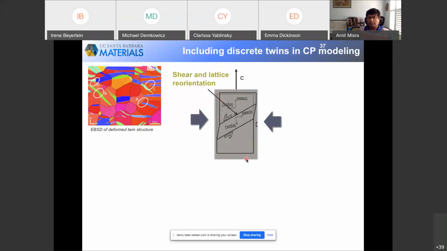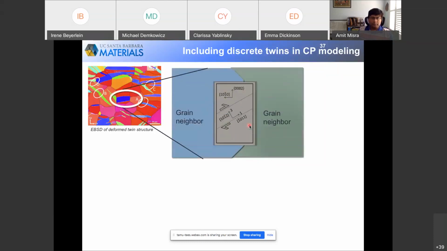Now what we've drawn here is a twin that's occurring on the 10 bar 12 plane, and it's got this certain volume. And because this is a single crystal with free surfaces on the side, you can see how much shear it has invoked. And then with that, the change in C-axis extension that it has produced. So with this twin forming from one side of the crystal to the other, we see a shear, and we also see an extension of that C-axis.